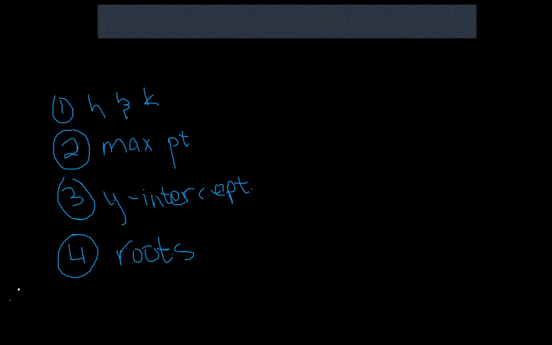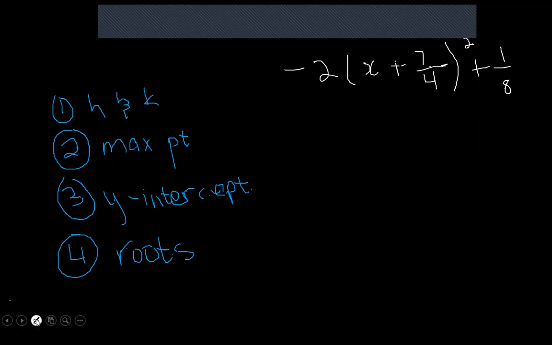What was my quadratic? My completed square form was minus 2 times (x plus 7/4) squared, plus an 8. So the first thing you want to do, find h and k. We already know from the first part, when they asked you to complete the square, that h is this, k is an 8. So okay, that's out of the way.